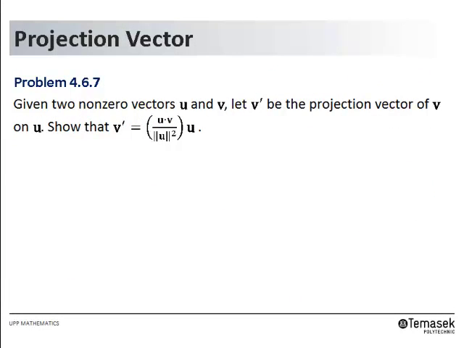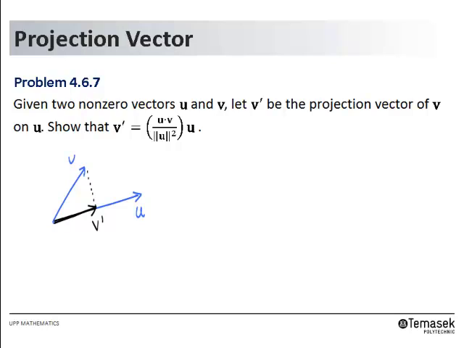We close this video with another problem in 3D vectors called the projection vector. Given two non-zero vectors u and v, let's say u is here and v is there. We would like to find the projection of v onto u, or sometimes we call this the perpendicular projection. Here is v prime, the projection of v onto u. We would like to show that v prime equals u dot v over the norm of u squared, times u. We know that v prime will be parallel to u.